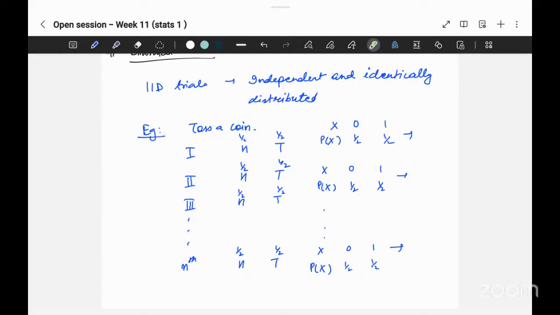Correct. In the first toss, I'm getting a head. In the second toss, I'm getting a tail. So this tail is not dependent on the head on the first toss, right? It's independent of the first toss. Similarly, my third toss is also independent of the second toss. So I say that these experiments are basically independent experiments. Okay, so then I say that these are my IID trials. That means they are independent and identically distributed. That means all my trials are basically independent and each of the trials has the same probability distribution.